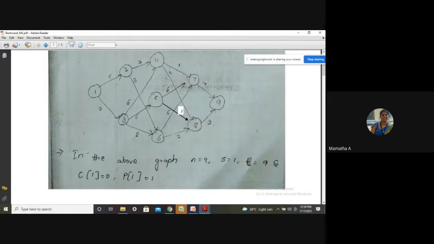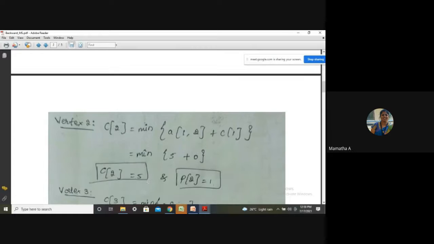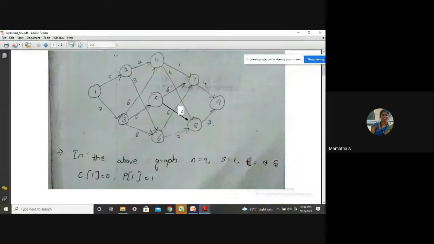Then you can observe, start with vertex 2. You can observe c of 2. Which are all the edges terminating at 2? You should take the moving edges you took in forward, but terminating at 2. We have only one edge, that is from 1, right? So you have to take that.